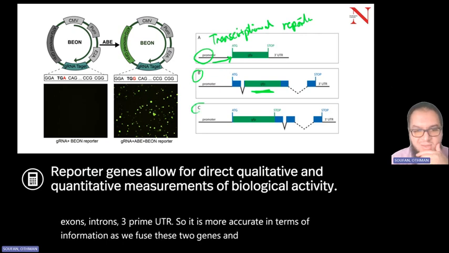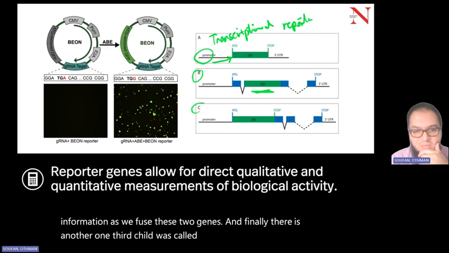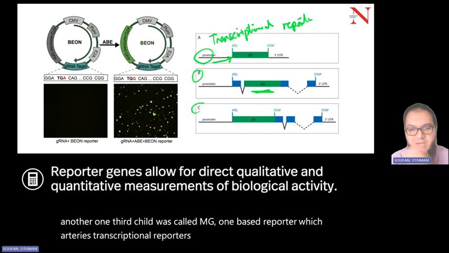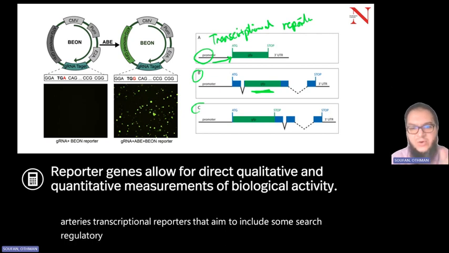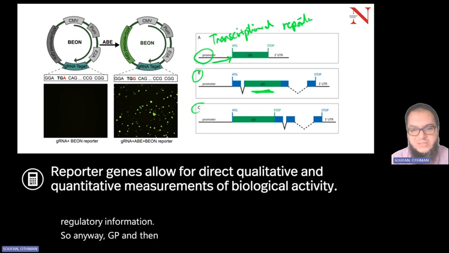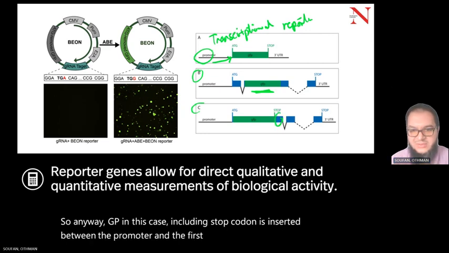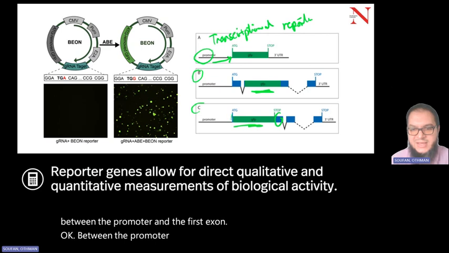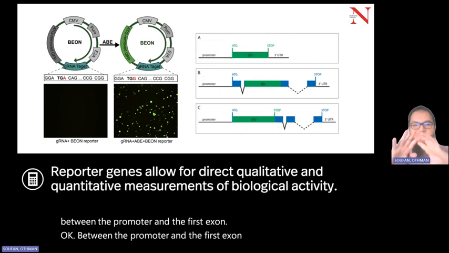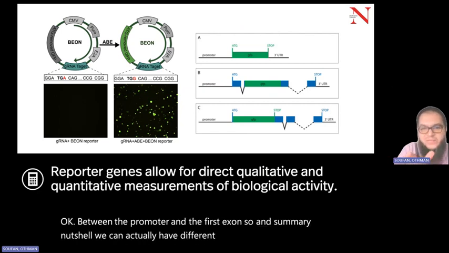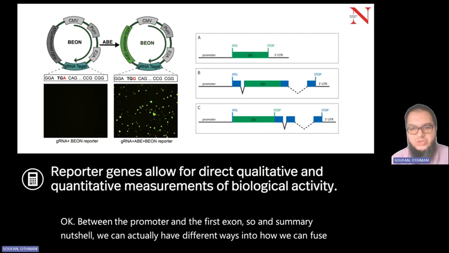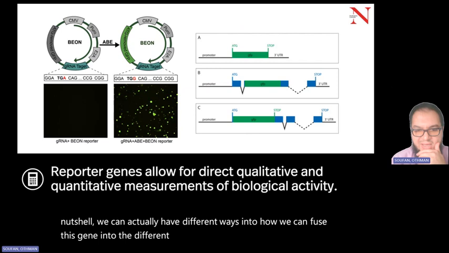And finally, there is a third type, called SMG1-based reporter, which are transcriptional reporters that aim to include some cis-regulatory information. In this case, GFP, including a stop codon, is inserted between the promoter and the first exon. So in a nutshell, we can have different ways to fuse this gene into the different places or areas of interest, eventually helping us.